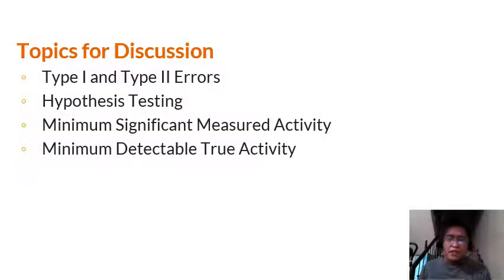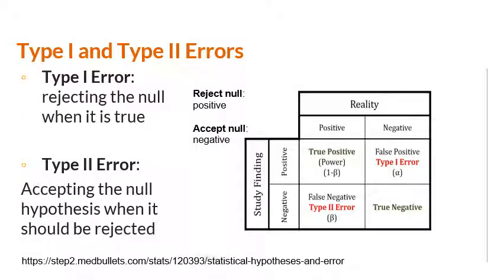Okay, now for our topics of discussion, we would discuss first types 1 and 2 errors. Then we will discuss briefly your hypothesis testing. Then we will discuss the minimum significant measured activity for your radiation. And then lastly, we will discuss minimum detectable true activity. Okay, we will now discuss type 1 and type 2 errors.